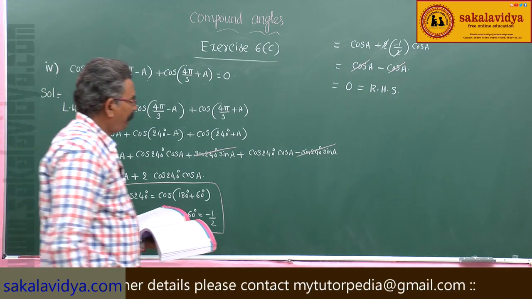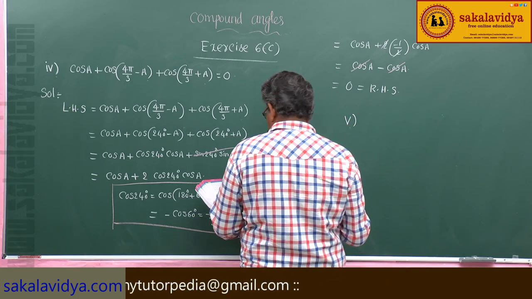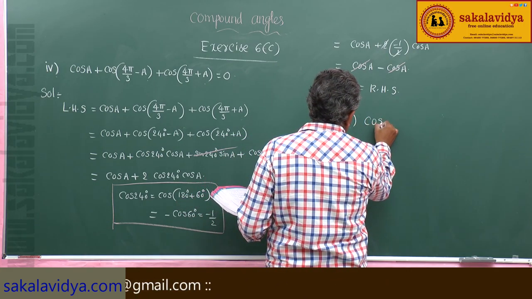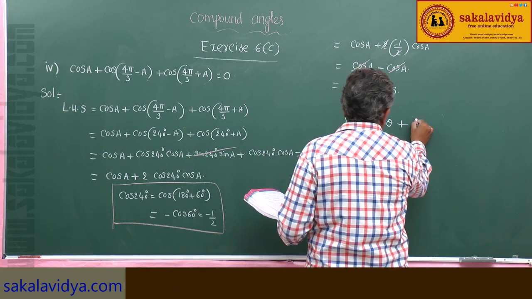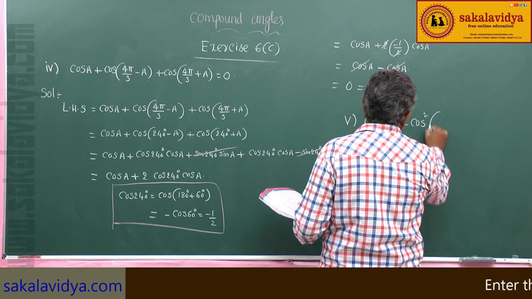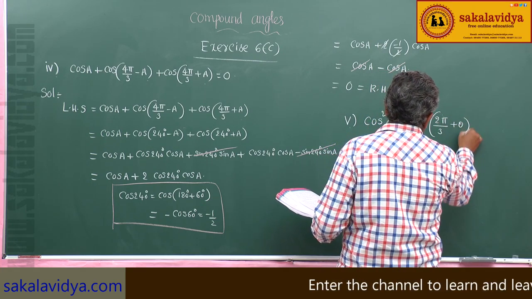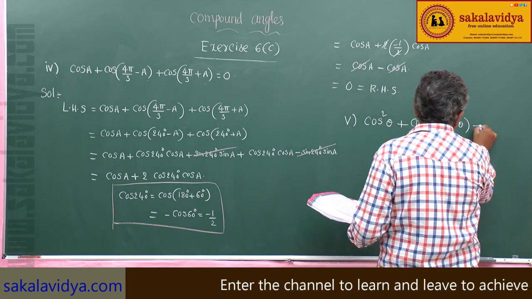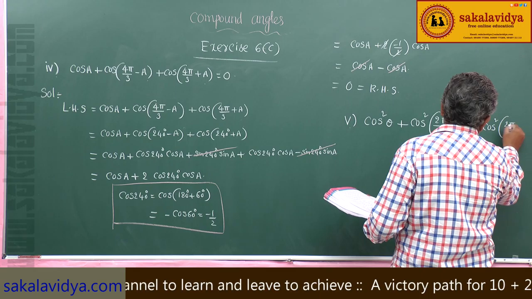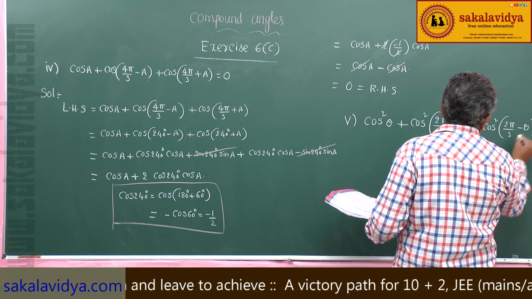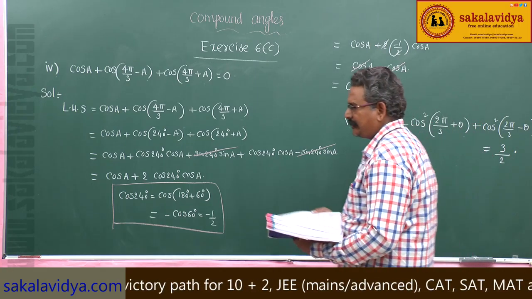Fifth one. What is the fifth one? Prove that cos square theta plus cos square of 2 pi by 3 plus theta plus cos square of 2 pi by 3 minus theta is equal to 3 by 2. Let us solve this problem.